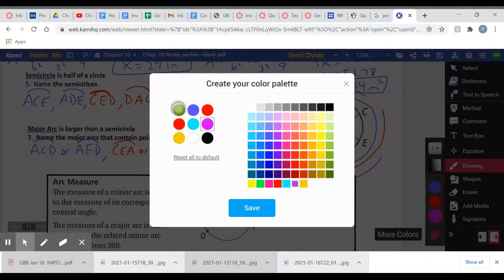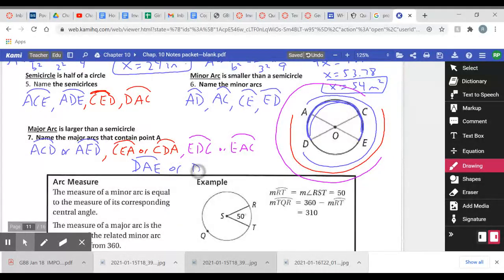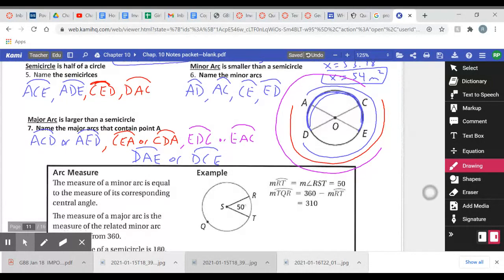And then the last one, let me go back to the blue here. The last one would be DAE. I'll just do that right on the circle. DAE. You can see from here to here. If someone else called that DCE, we'd be talking about the same thing. Okay. So major arc again is greater than 180.